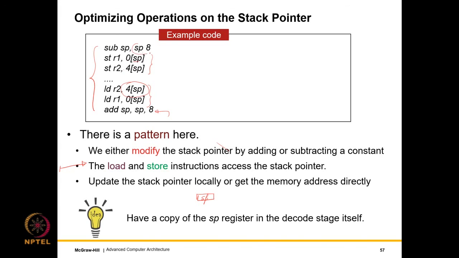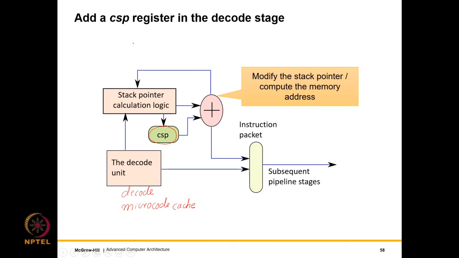But let's say in this instruction we add 8 to the stack pointer and then we use it to update the value. So this can also be done. What we do is that we quickly extract the immediate field, and we also read the value of the current stack pointer. We add both of them. After adding that, if the stack pointer is not being updated, then the result of this addition is added to the instruction packet, which is subsequently sent to the rest of the pipeline stages.